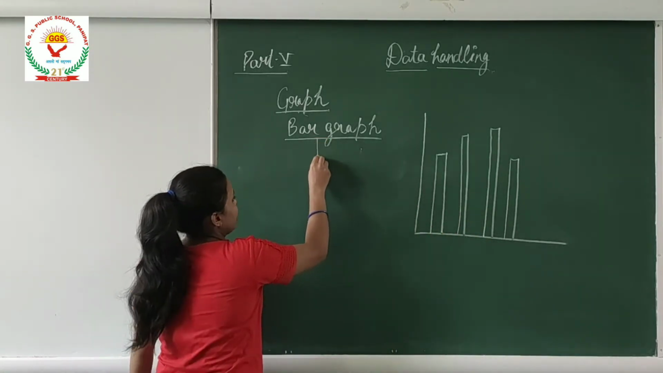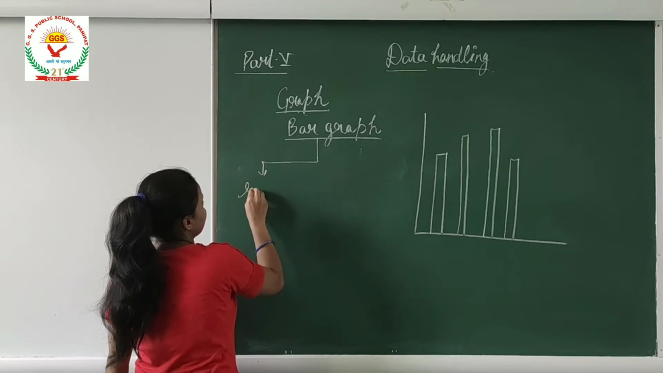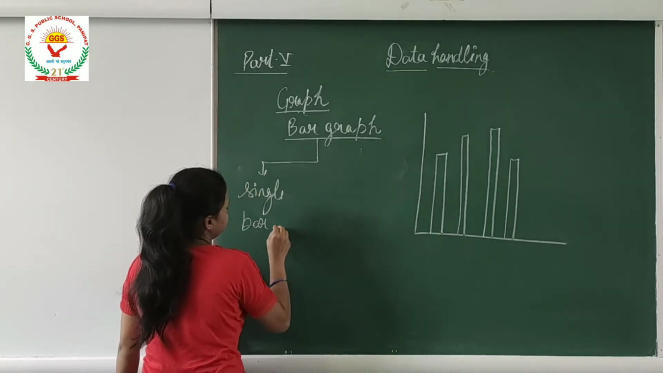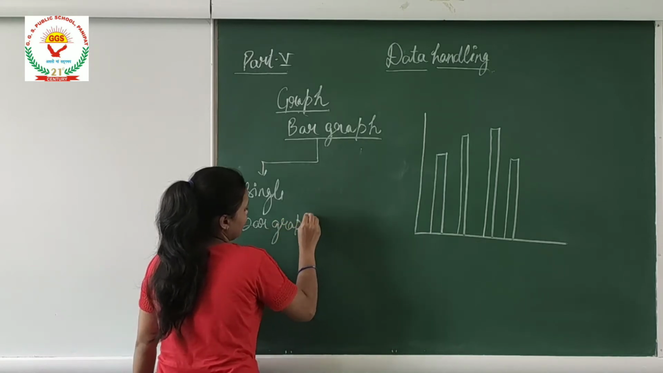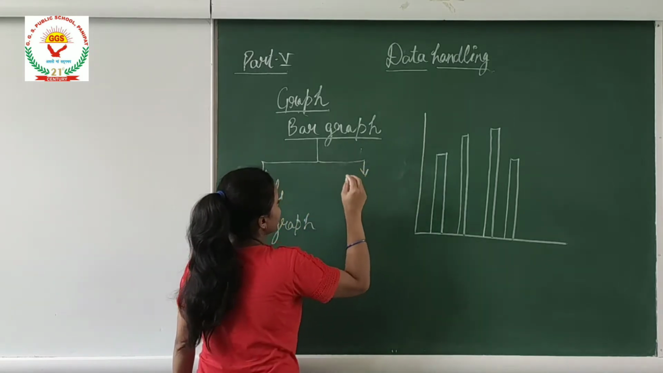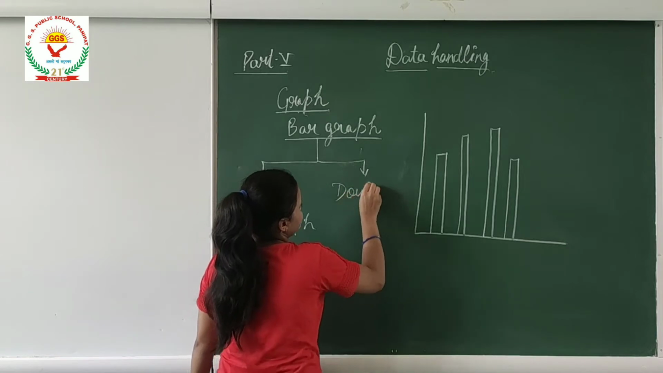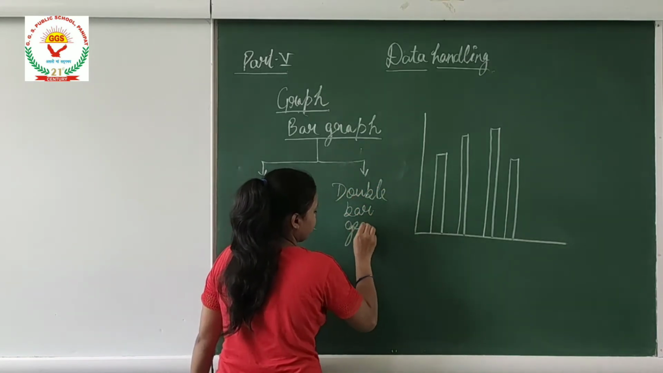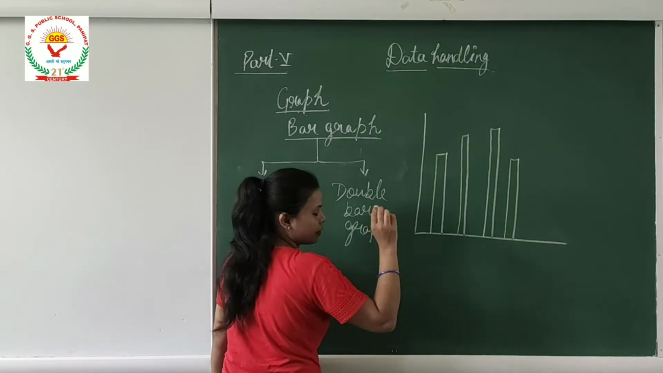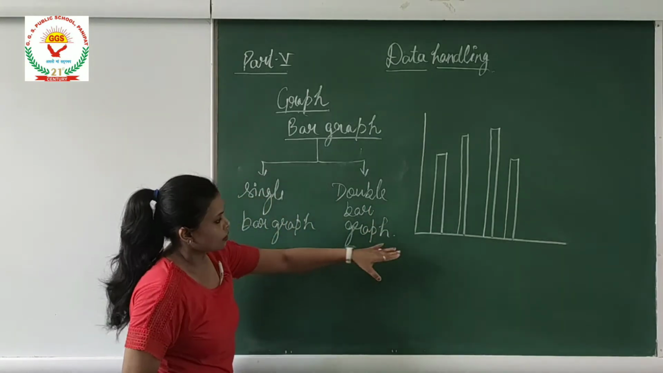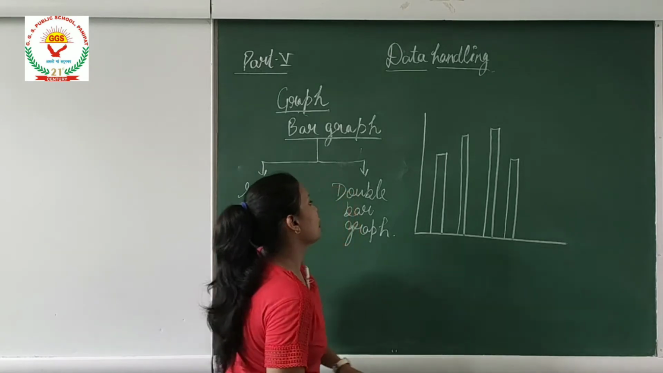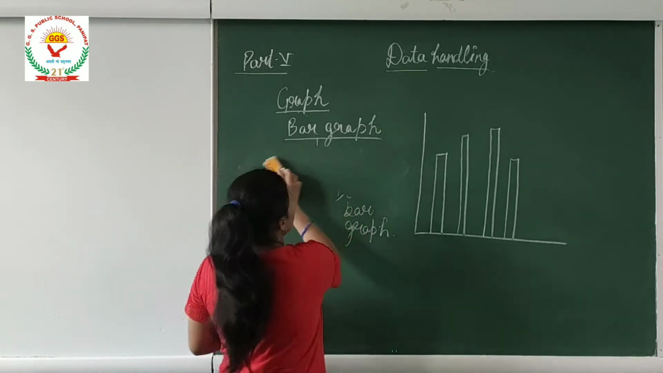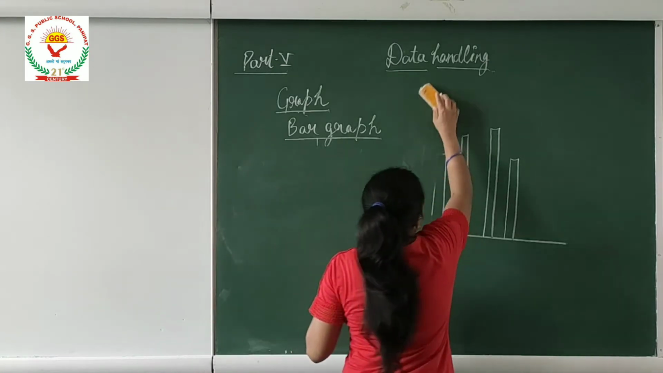Bar graphs are of 2 types. First is the single bar graph and another one is the double bar graph. Right? So this is the single type of bar graph. Now first we will study about the single type of bar graph. Let's take an example.